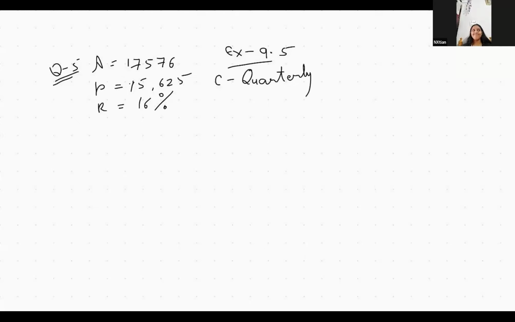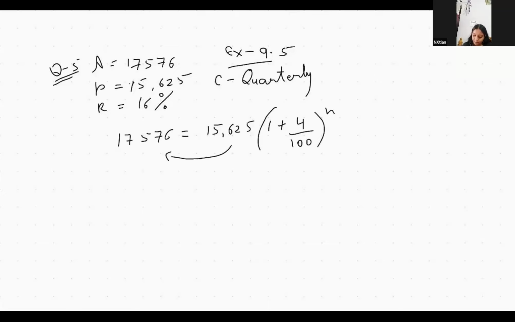Okay. So in this question, guys, this is the same as the previous one. I'm showing you the values, but I want you to try it out yourself. 17,576 equals the principal, which is 15,625, times 1 plus R divided by 100. R is 16, which will be divided by 4, so R becomes 4 by 100 because it's quarterly, raised to the power n.